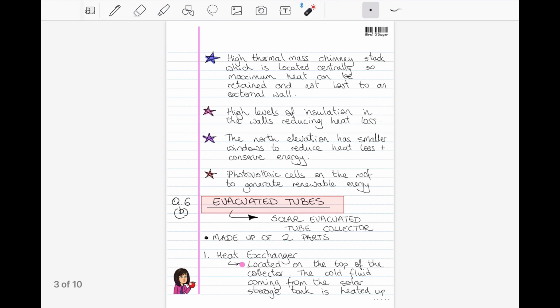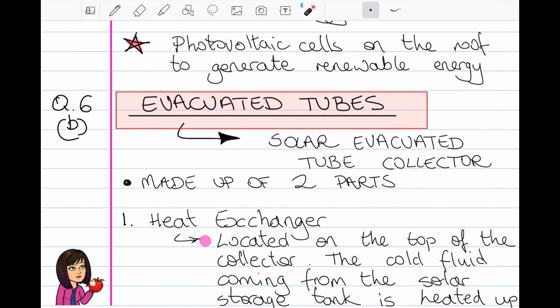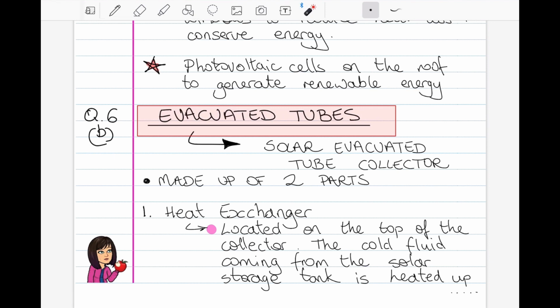Now, we were then asked to explain and show how 3 different elements of a passive house design will work and ways of generating electricity. So the first one we're asked to talk about was evacuated tubes, which are basically, what are they? They're a solar evacuated tube collector. They're designed to collect heat from the sun in order to generate heat for your home and electricity for your home. Now, these basically are made up of 2 parts.